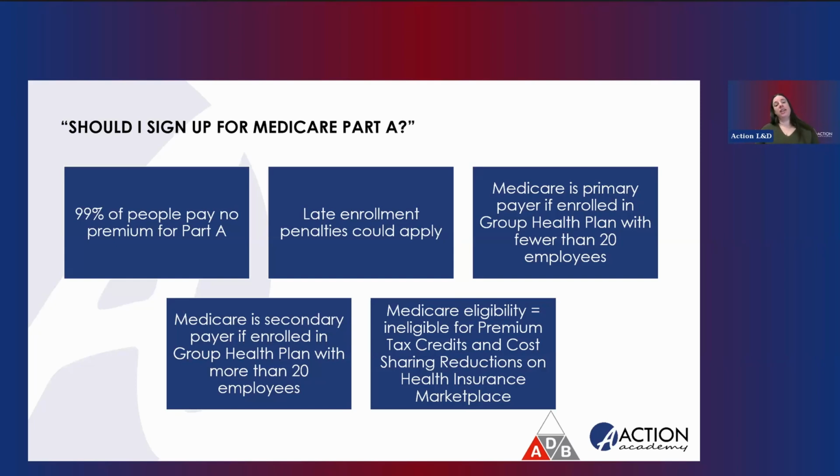But it is important to keep in mind as well that your employer health coverage can affect whether or not you need to sign up for Part A, because if someone is covered by a group health plan from an employer with fewer than 20 employees, Medicare secondary payer rules determine that Medicare is primary. So they're going to want to sign up for Part A because Medicare would come in primary. If they have more than 20 employees in their workplace, then that group health plan is going to be primary and pay first before that Medicare coverage is going to kick in.